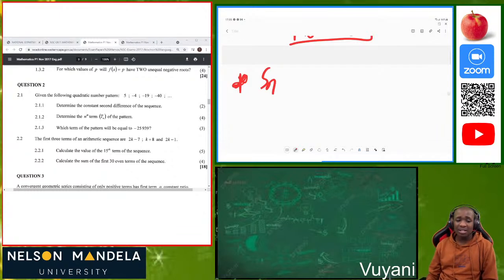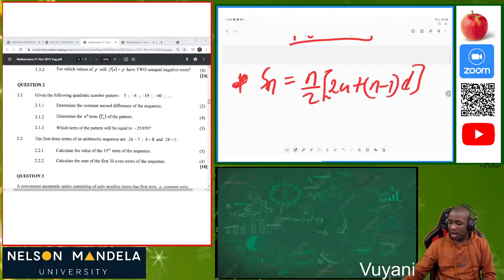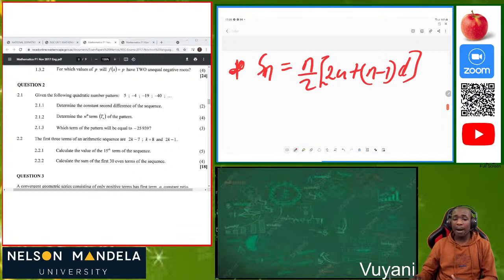When we are asked questions about a sum, we are talking about the arithmetic series because it's a summation of terms. So now it's going to be n over 2, 2a plus (n minus 1) times d. Now, n is representing the number of terms.